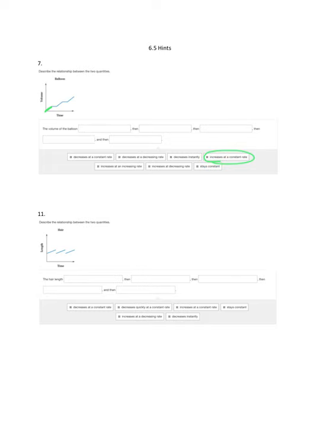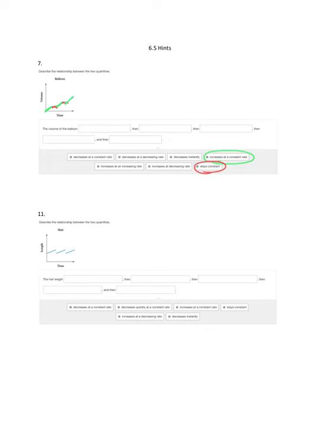Okay, then, use another color here, we have it flat. That's where it stays constant. It's not increasing or decreasing. And then we just have a combination there. It increases at a constant rate again, then it stays constant, then it increases at a constant rate again. So you're just going to go back and forth between those two descriptions. Okay, and then I have number 11 for you as well.